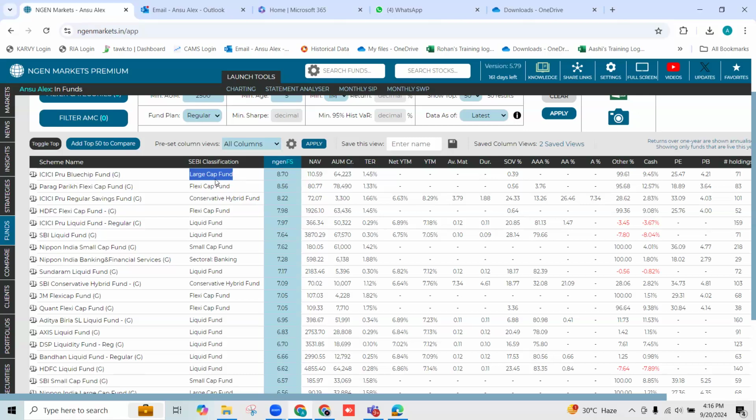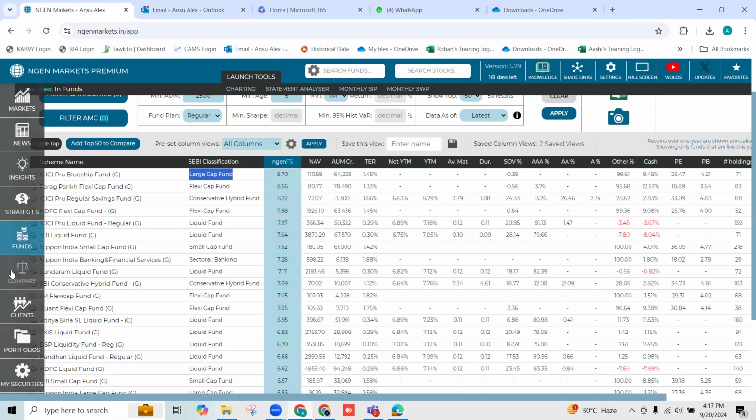In large cap funds, the best performing fund happens to be iPro based on its NGEN Fund Score. It has the best fund score in that category. So I'll simply click on this compare icon shown towards the left of the name of the fund. You click on that, you get a tick arrow showing that it has gotten moved to the compare section.